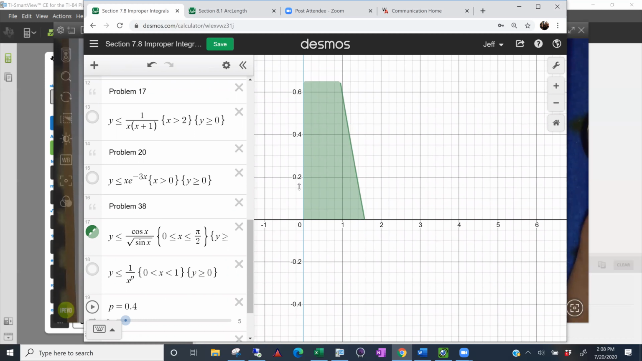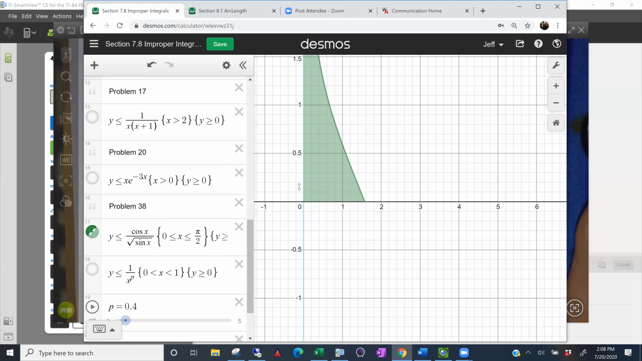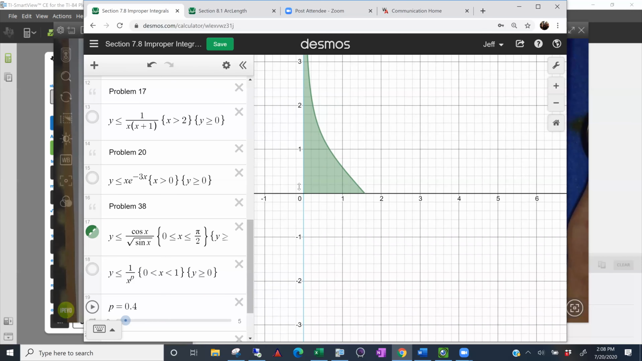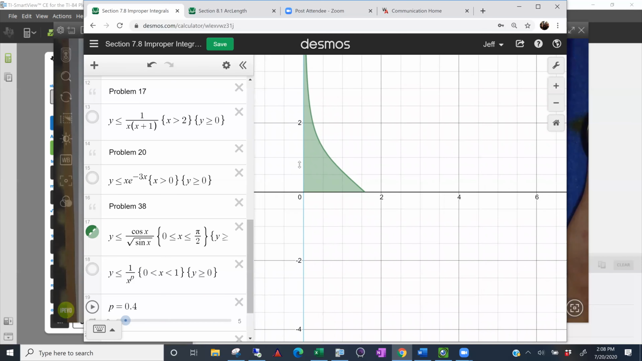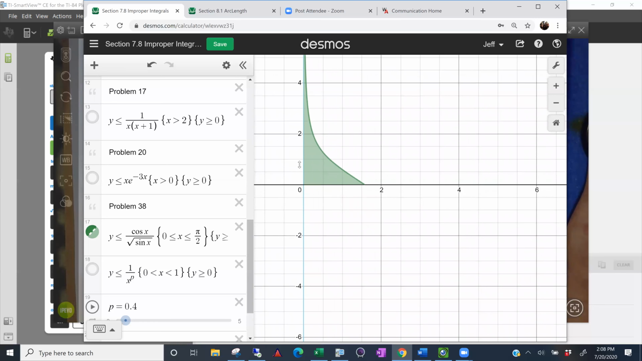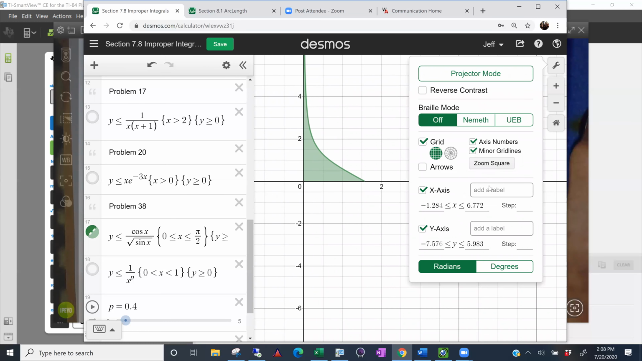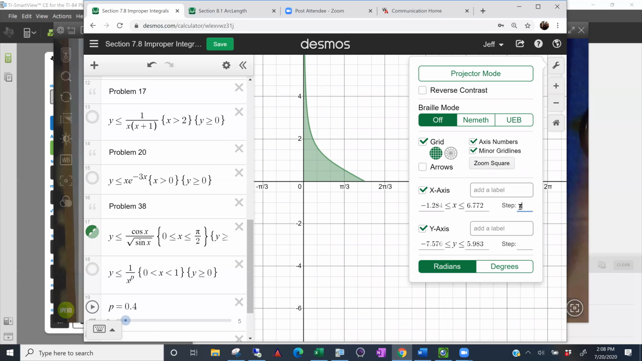Now I'll never be able to see the top of this function, but you can see that this graph approaches the y-axis pretty quickly. I mean, after you get above a height of like 3 or 4, there's not much area there. So that tells me that there's probably some hope that the area bound up between the curve and the two axes is probably finite. So let's check it out by calculating that.